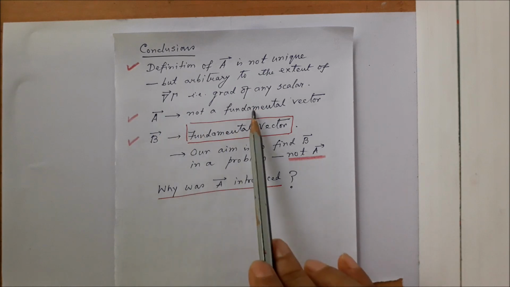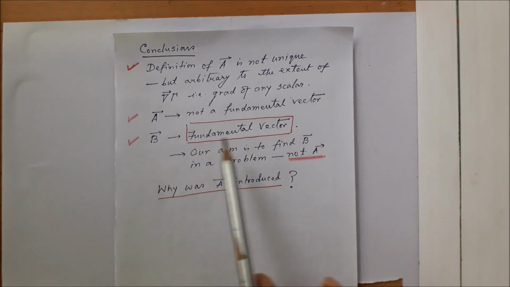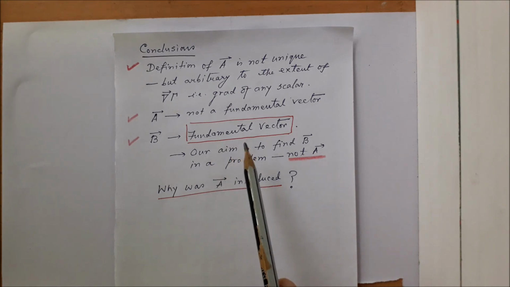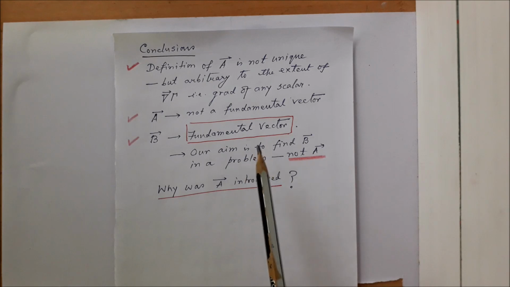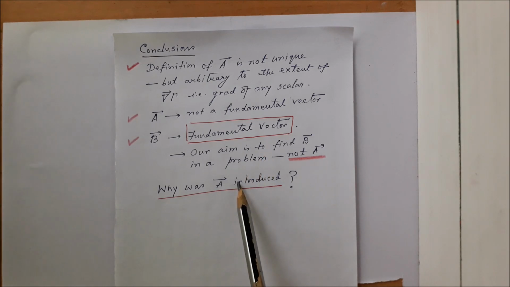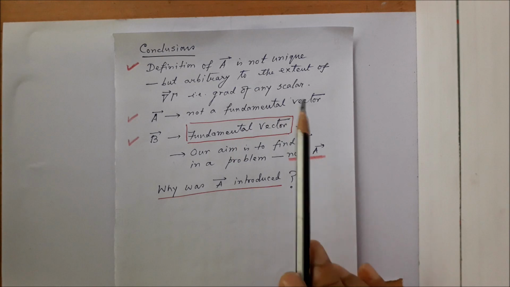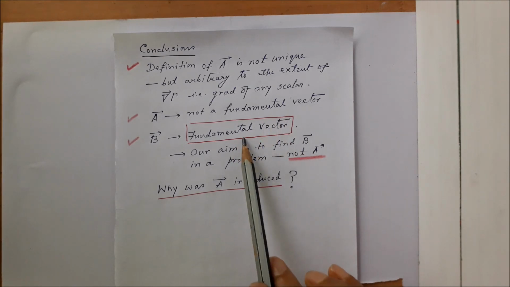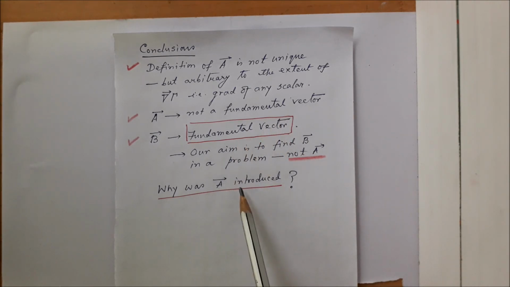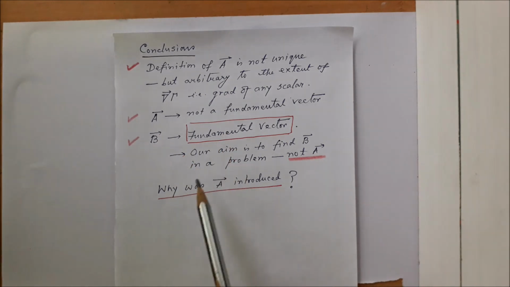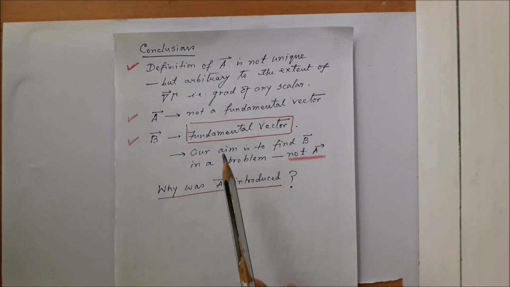So vector A cannot be a fundamental vector, but vector B is a fundamental vector. Our sole goal is to find the value of magnetic induction. One might at this point therefore question that if A is not unique, it has various faces, and if A is not fundamental, then what is the need of this choice? What is the role of magnetic vector potential in magnetostatics? Now we'll address this point a little while after.